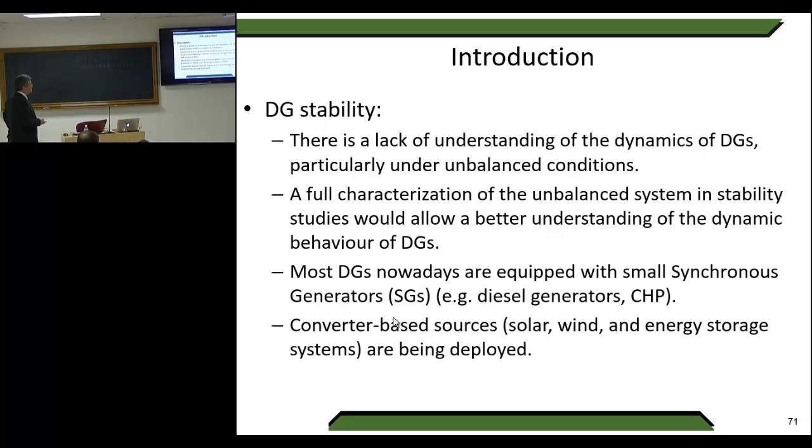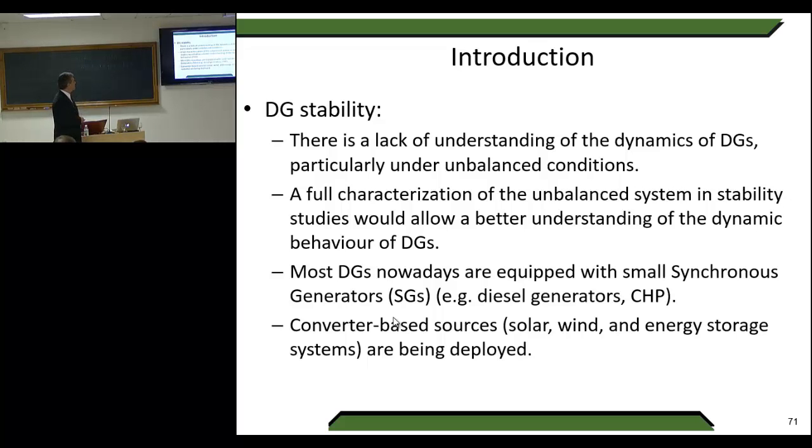By DG stability, we mean that there is a lack of understanding of the dynamics of DGs, particularly under unbalanced conditions. One of the distinctive topics compared with the transmission system is that we normally face unbalanced systems in the case of microgrids. This is not the case at transmission level. A full characterization of the unbalanced system in stability studies would allow a better understanding of the dynamic behavior of DGs. Most DGs nowadays are equipped with small synchronous generators, which must be considered in the analysis. And converter-based sources like solar, wind, and energy storage systems are being deployed.